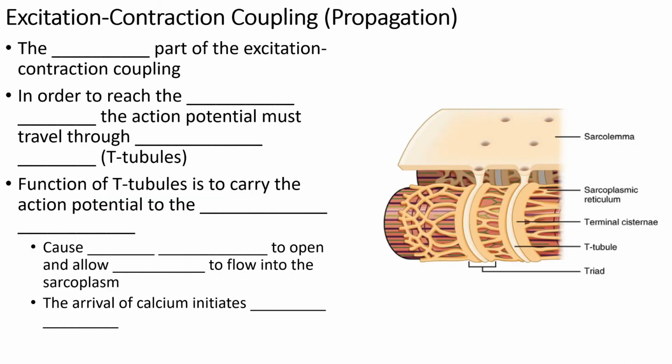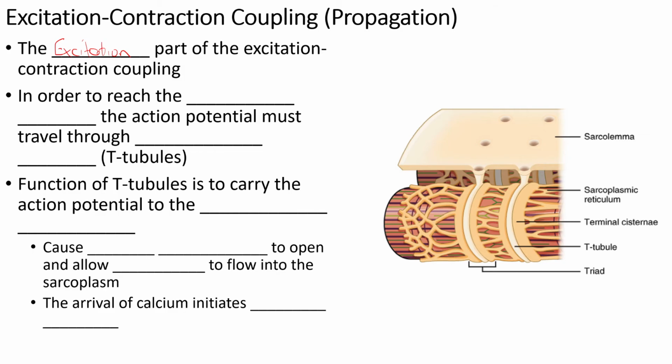Now what we need to do is say, how do we propagate it? Okay. So the propagation is the excitation part of this coupling, of the excitation contraction coupling itself, in order to reach the place where the calcium is stored. Remember, calcium is needed for contraction. So basically, all the nerve is trying to do is get the muscle to release calcium. That's what the nerve is trying to do.